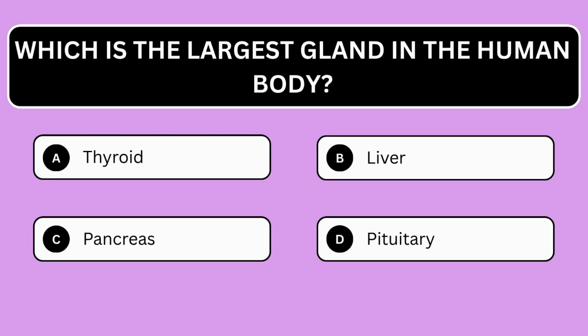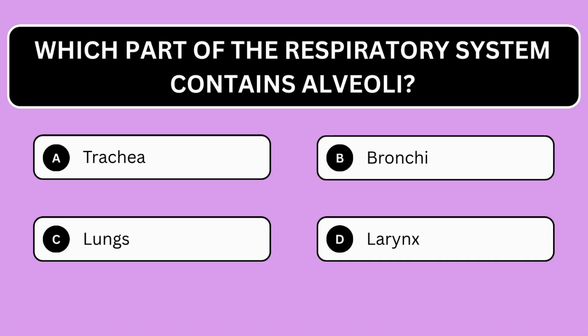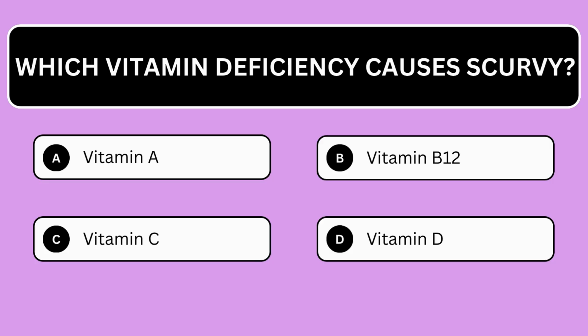Which is the largest gland in the human body? Which hormone regulates blood sugar levels? Which part of the respiratory system contains alveoli? Which vitamin deficiency causes scurvy?